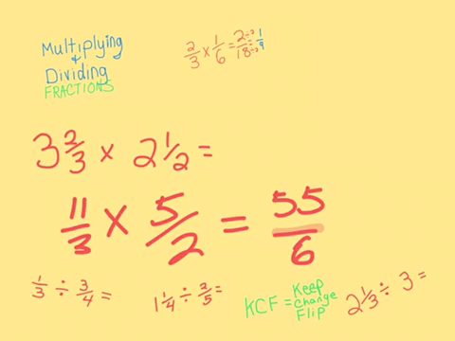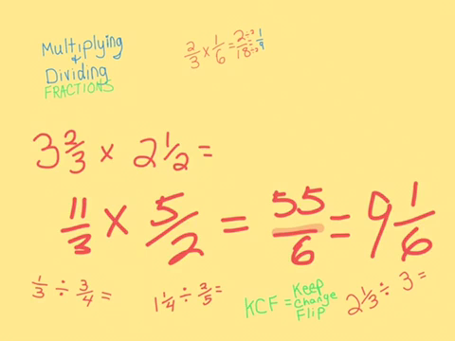All right, so now we just have to change it back to a mixed number. How many times does 6 go into 55? Let's see, 6 times 10 is 60. That's too much. So 6 times 9 is 54, if you remember your multiplication facts. So 6 goes into 55 9 times, that would equal 9 wholes. 6 times 9 is 54, we have 1 left over. So 9 and 1 over 6, and that would be our answer.